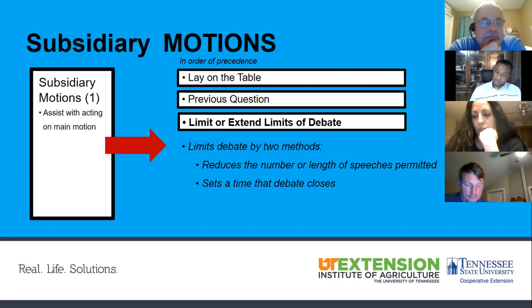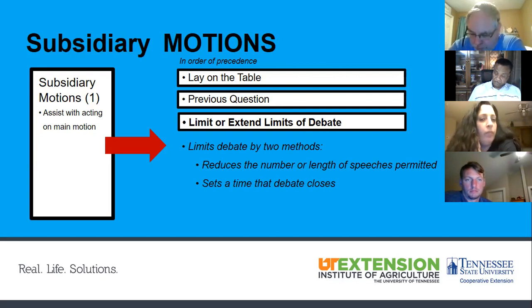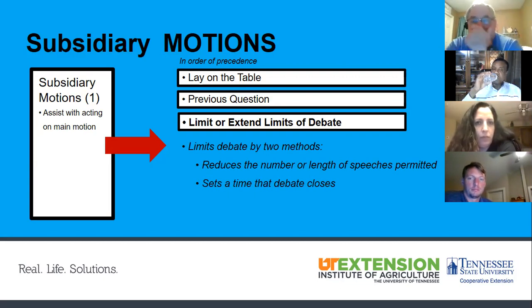Another one that sort of goes along with what we were discussing earlier about limiting or extending limits of debate. 2 methods. We could reduce the number or length of speeches permitted or set a time that it closes. So if we know this is going to be a long topic, we could vote to say, instead of 10 minutes, let's cut it down to 5 minutes. Or that debate will close at 8 o'clock on this topic. Something like that. Or we could extend it to, hey, we want everybody to have 20 minutes each time they talk. Or they get to talk 3 times. So basically you are extending debate on this particular main motion.